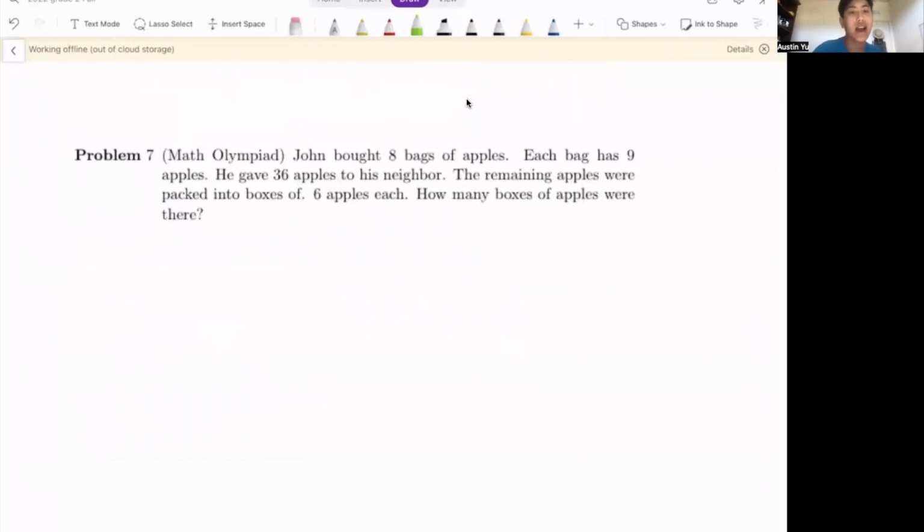Problem 7. John bought 8 bags of apples. Each bag has 9 apples. He gave 36 apples to his neighbor. The remaining apples were packed into boxes of 6 apples each. How many boxes of apples were there?